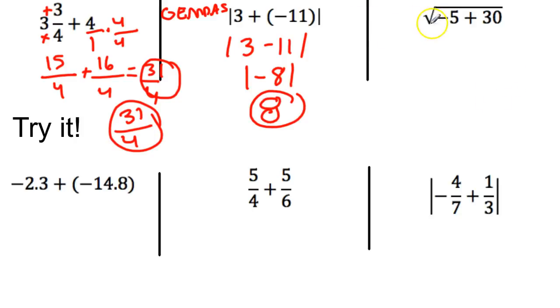Over here, I want to use the same order of operations. This is called a radical. That's the same as a square root. It's a grouping symbol, so we have to do what's inside the radical first. Negative 5 plus 30, that's 25. The square root of 25, that equals 5.